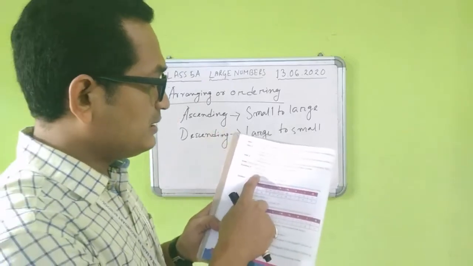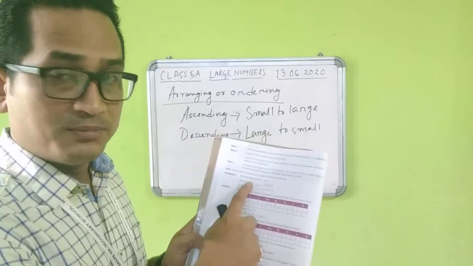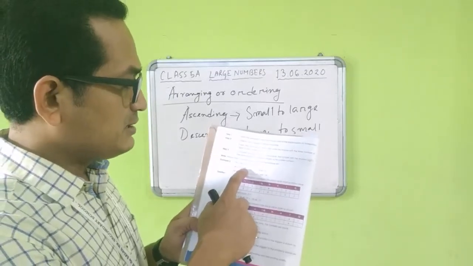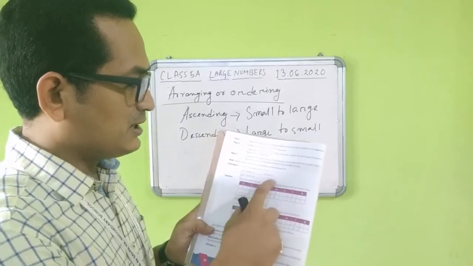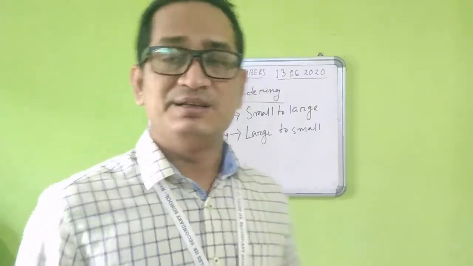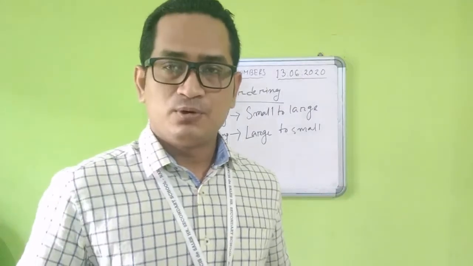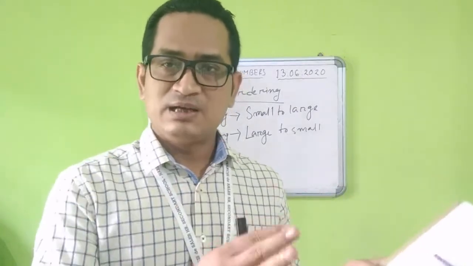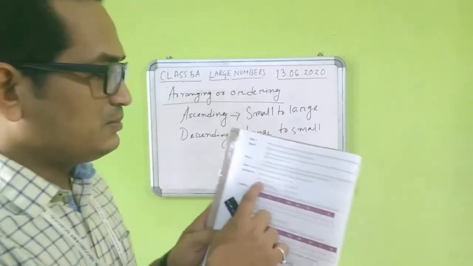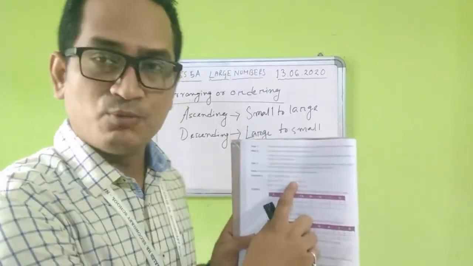Now let us see the number of digits first. How many digits are there in both the numbers? First, it is 3, 5, 7, 8, and here also 3, 5, 7, 8. That means both have 8 digits. So the number 1 rule cannot be followed here. So we have to follow the second rule. That means we need to see the extreme left digit. Now you see the extreme left digit, it is 2. On the right hand side, it is 1.